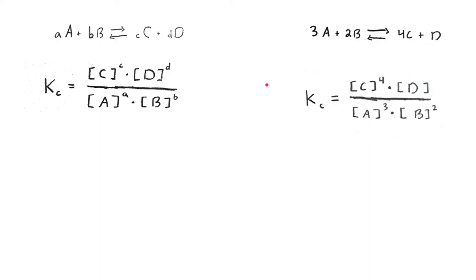Something very important to keep in mind is that you never put solids or liquids in an equilibrium expression. Always ignore them. The reason is because we're analyzing concentration changes with the equilibrium constant. Solids and liquids have constant concentrations, so they are left out of the equilibrium expression. When finding Kc, only put aqueous solutions and gases in the equilibrium expression.